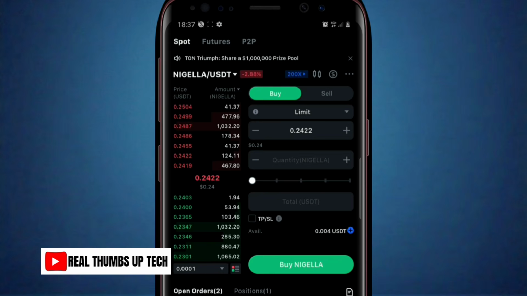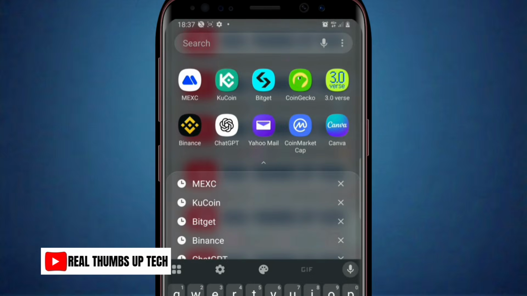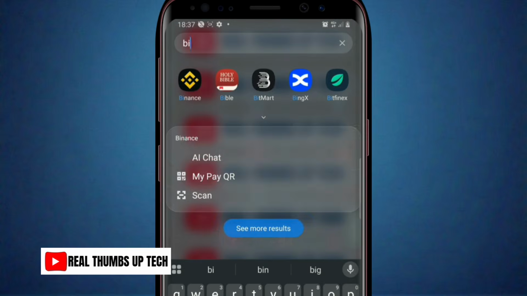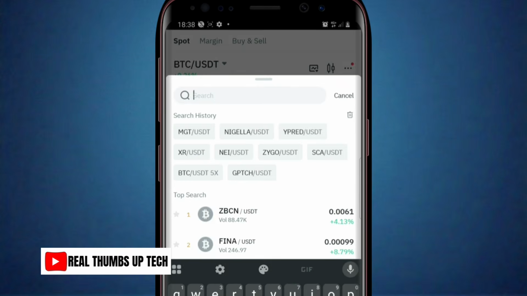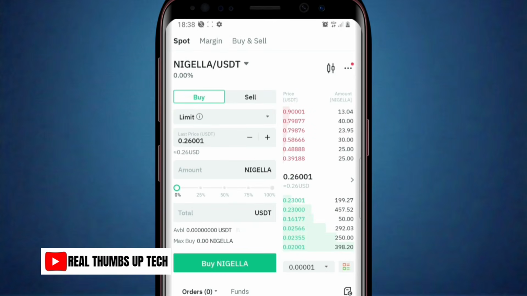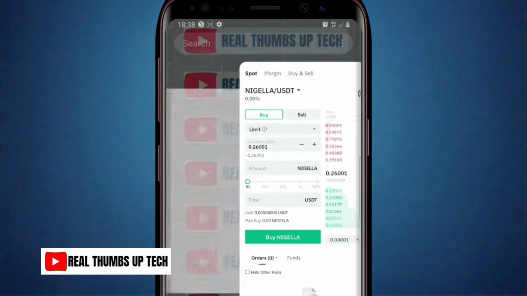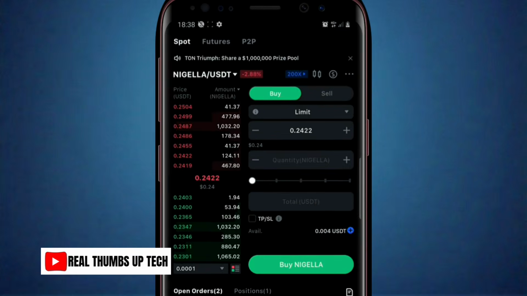So on this MEXC, the Nigeria is around 0.2422, all right? And then if you go over to Bitmart, for example, you can just go and search for this coin, Nigeria, and here it is. So the rate here is around 0.26001. But on MEXC, it is 0.2422. So let's try it out with 200 USDT and see what will happen.